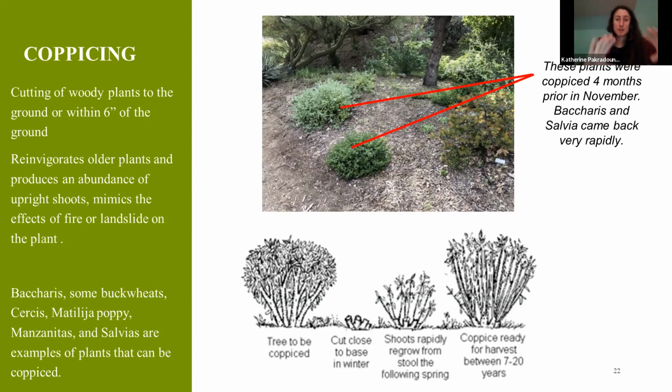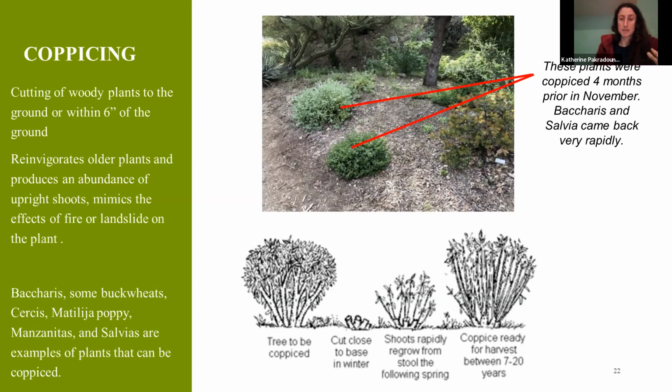The Matilija poppy, which is that fried egg flower, appreciates a yearly coppicing just like the fuchsia, around the same time of year too. So you cut that down, maybe a little earlier than that, but you cut that down to the ground annually. Salvias you can do it with, hit or miss. Sometimes they come back, sometimes they don't. Manzanitas also hit or miss. Sometimes they come back, sometimes they don't.